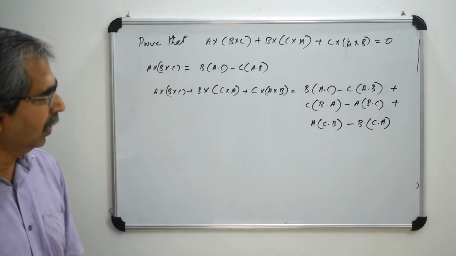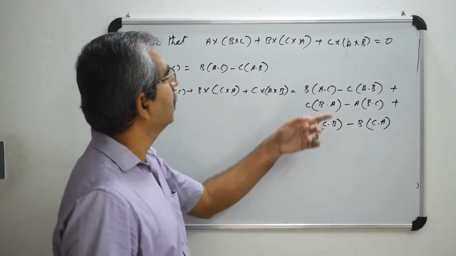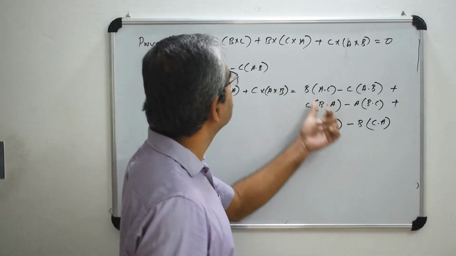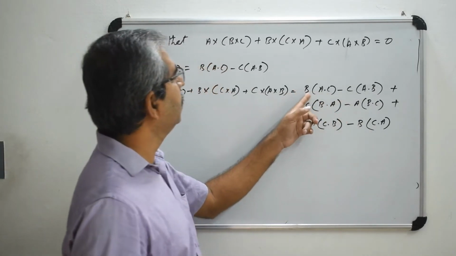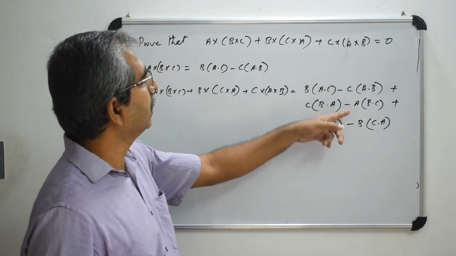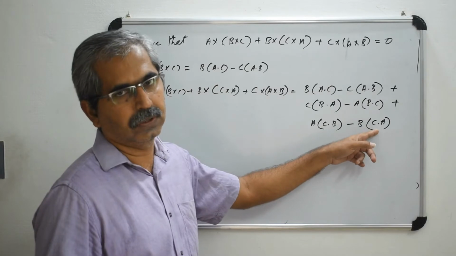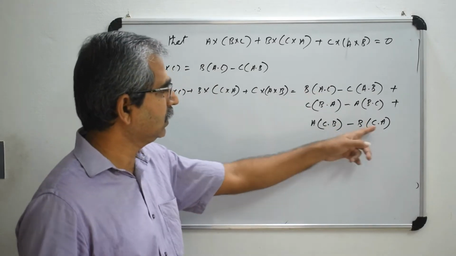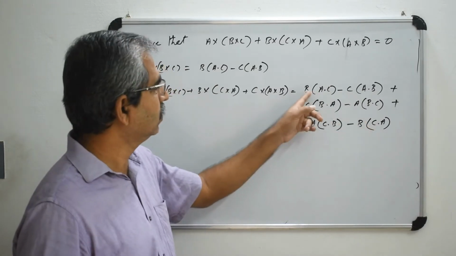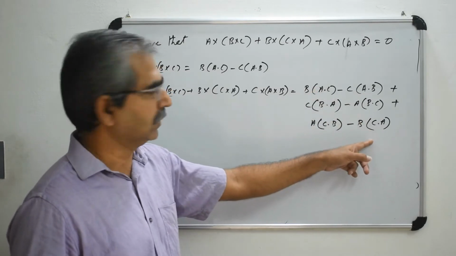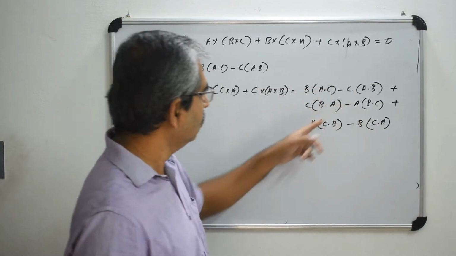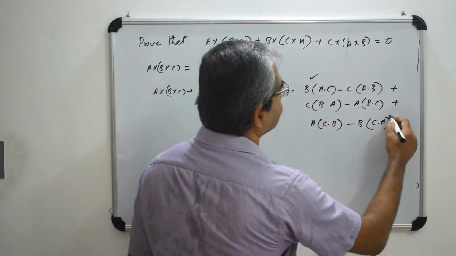Now, say you go through it, you can see B into A dot C, and there is minus B into C dot A here. So A dot C and C dot A are the same. So these two terms will cancel each other. Now, these two are gone.